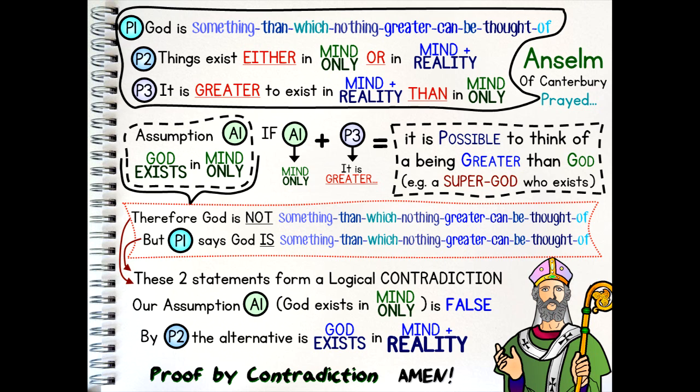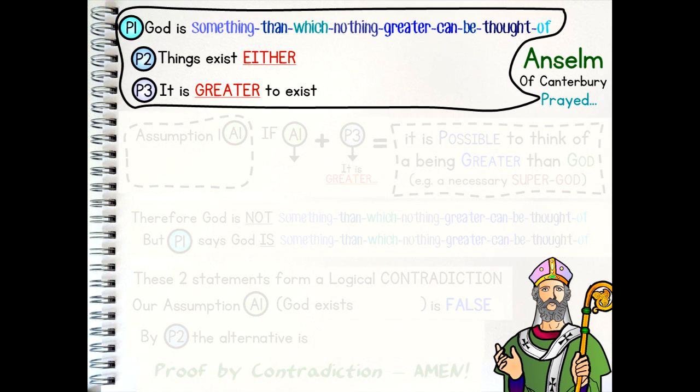Anselm wrote a second form of the ontological argument, which uses almost the exact same logic as the first form. All we have to do is adjust premise 2 and 3 and then follow the logic through. This time, premise 2 says God can either exist contingently, which means he is dependent on something else, or necessarily, not dependent on anything else. And premise 3 says it is greater to exist necessarily than contingently.